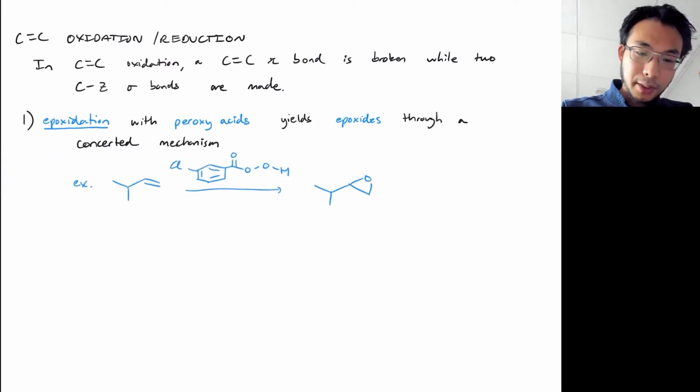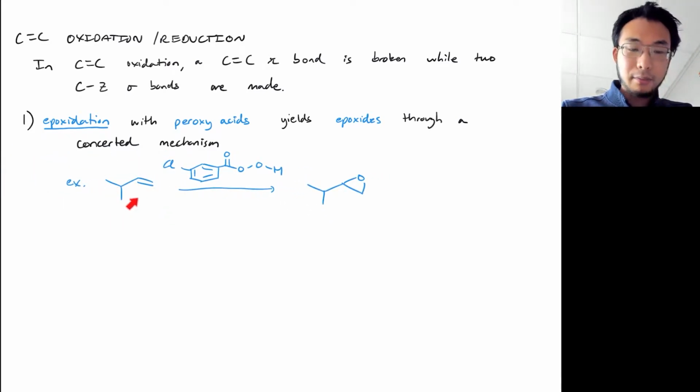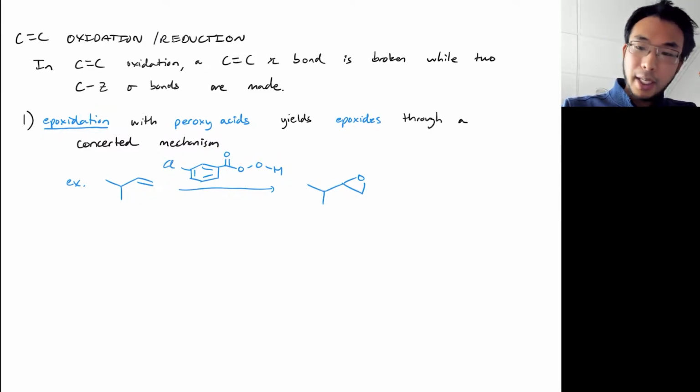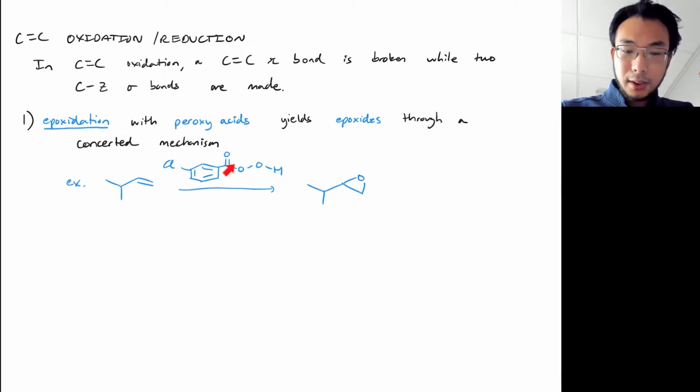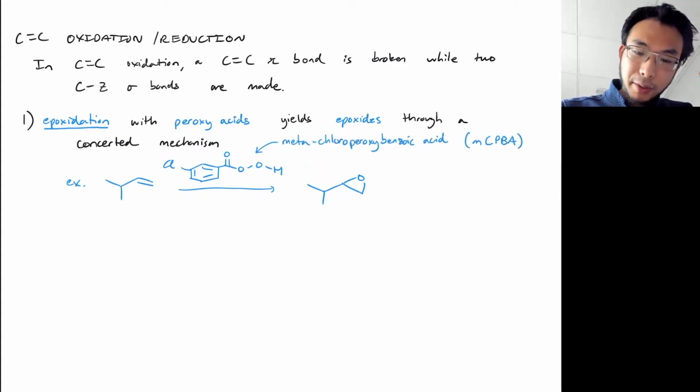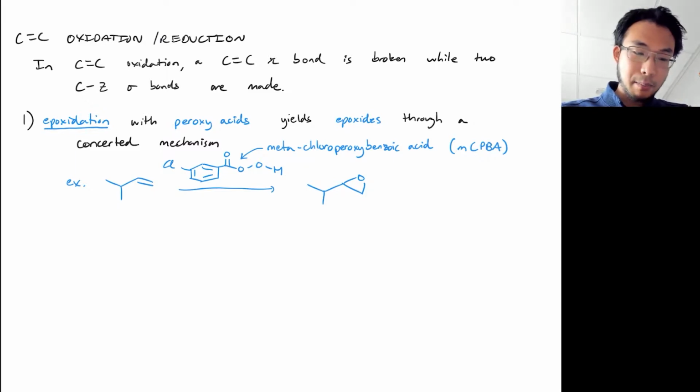So an example of such a reaction would look like this, where I have just a 2-methylbutene here reacting with this molecule, which is a peroxy acid. You'll notice it looks like a carboxylic acid, but has an extra oxygen between the O and the H. This oxygen-oxygen single bond is what gives it the peroxy prefix in the name. This particular reagent is very common and is known as MCPBA, standing for metachloroperoxybenzoic acid. After the reaction, what you get is a 3-membered ring with an oxygen in it.